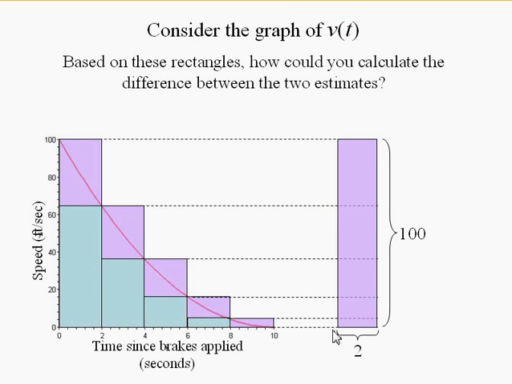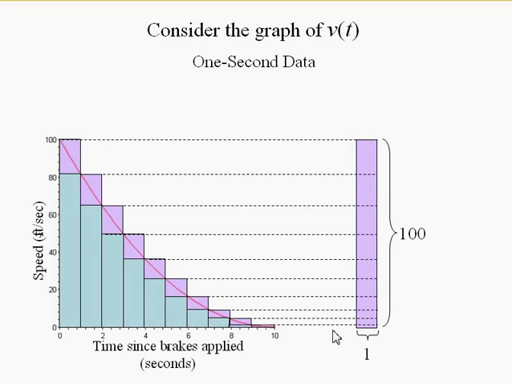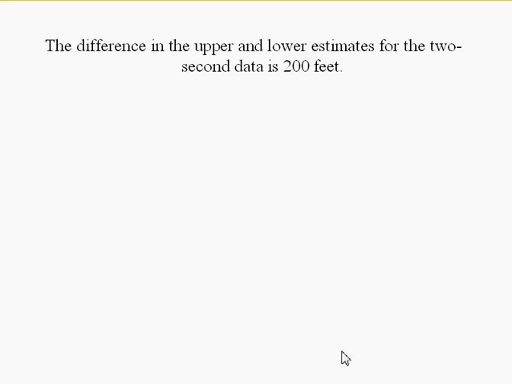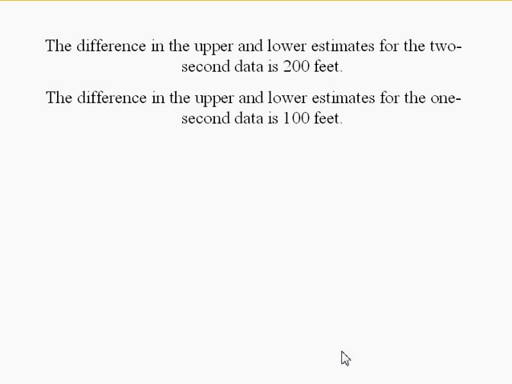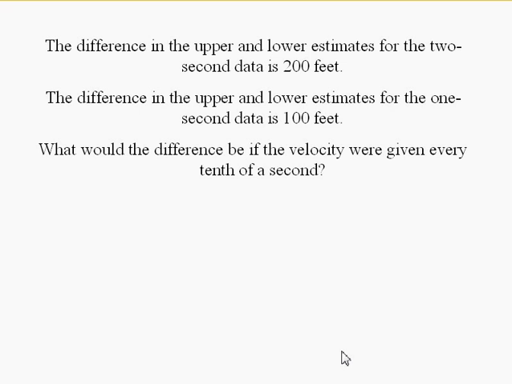Well, here they are for the 2-second time interval, here they are for the 1-second time interval. Alright. So notice we're always having this 100 multiplied by whatever our time interval is. So, for 2-second data, it's 200 feet. For 1-second data, it's 100 feet. Now what if the velocity was given every 10th of a second? Well, the difference between the upper and lower would be 1/10 times 100, or 10 feet. So we're improving our accuracy.